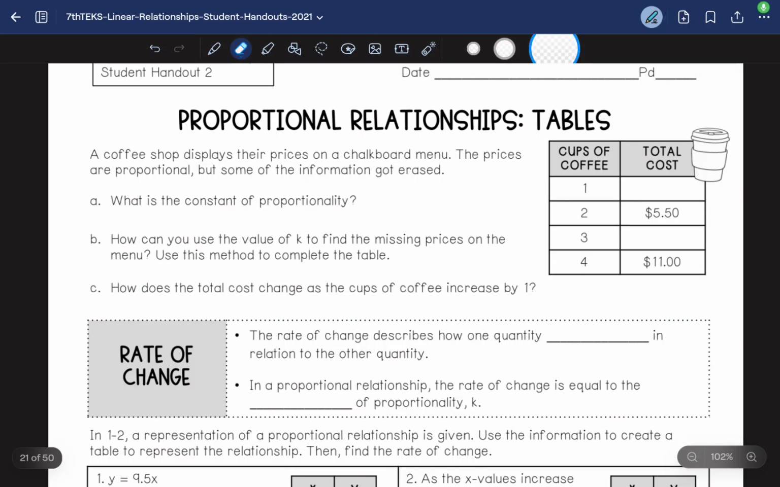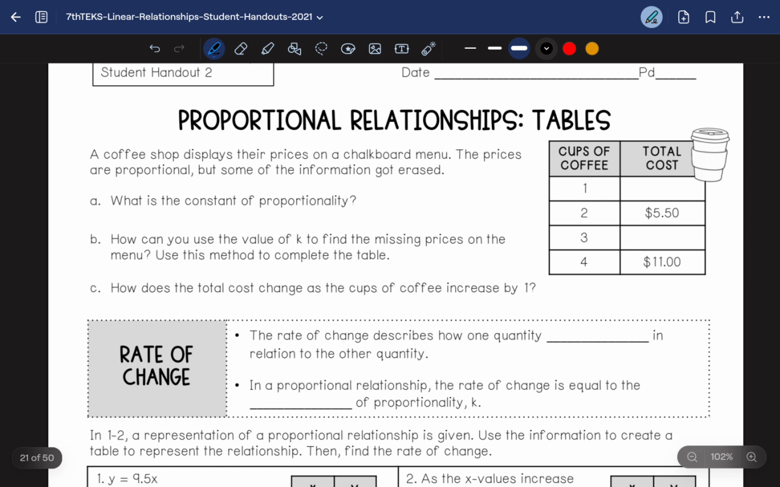Today we're going to be looking at proportional relationships with tables. A coffee shop displays their prices on a chalkboard menu. The prices are proportional, but some of the information got erased. Part A. What is the constant of proportionality?